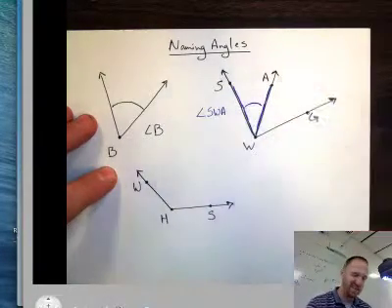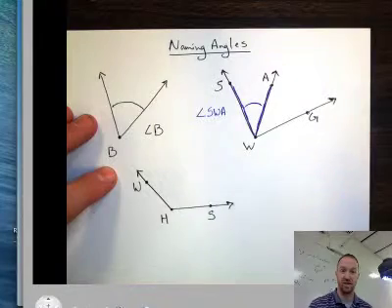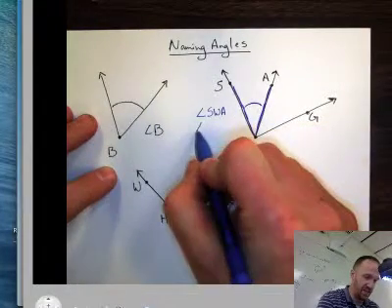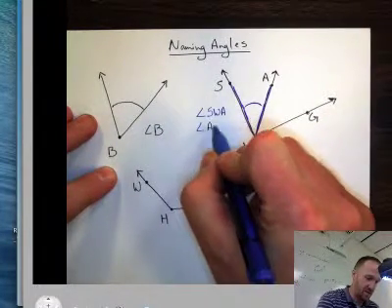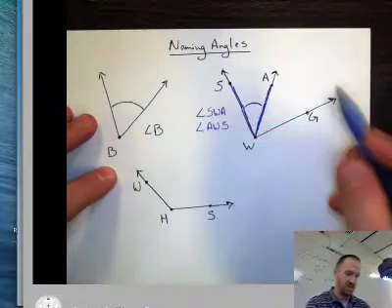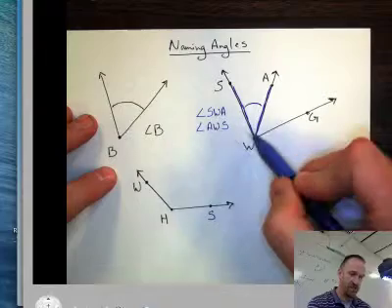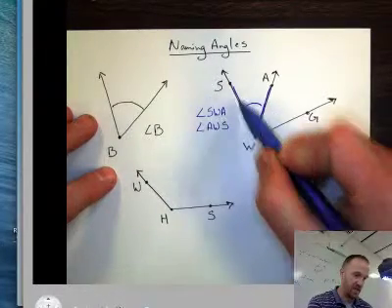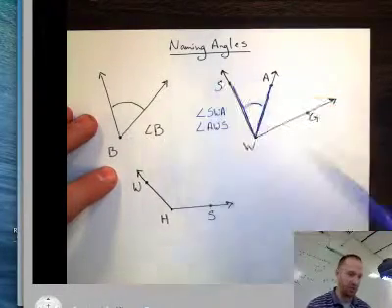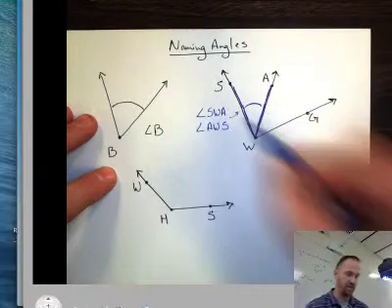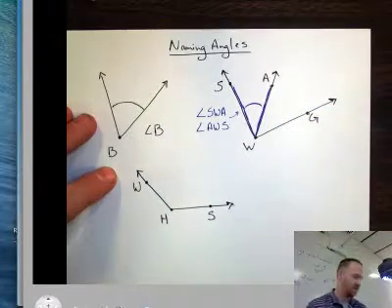Now, there is actually another possible name for this. You can call it angle AWS. As long as the first point is on one side, the second point is the pointy part of the angle, and the next point is on the other side. Okay. So two possible names for that angle right there.